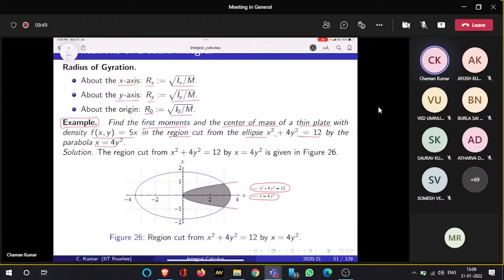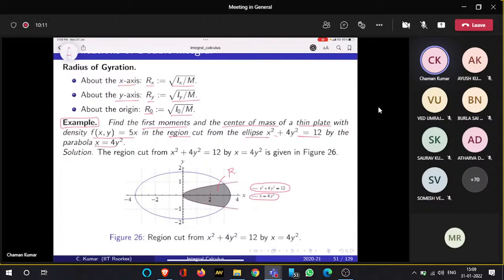So the region cut from the ellipse and the parabola, the common region here, is the shaded region given in the picture, the region shaded by the black color. So this is my region of integration. This is R.